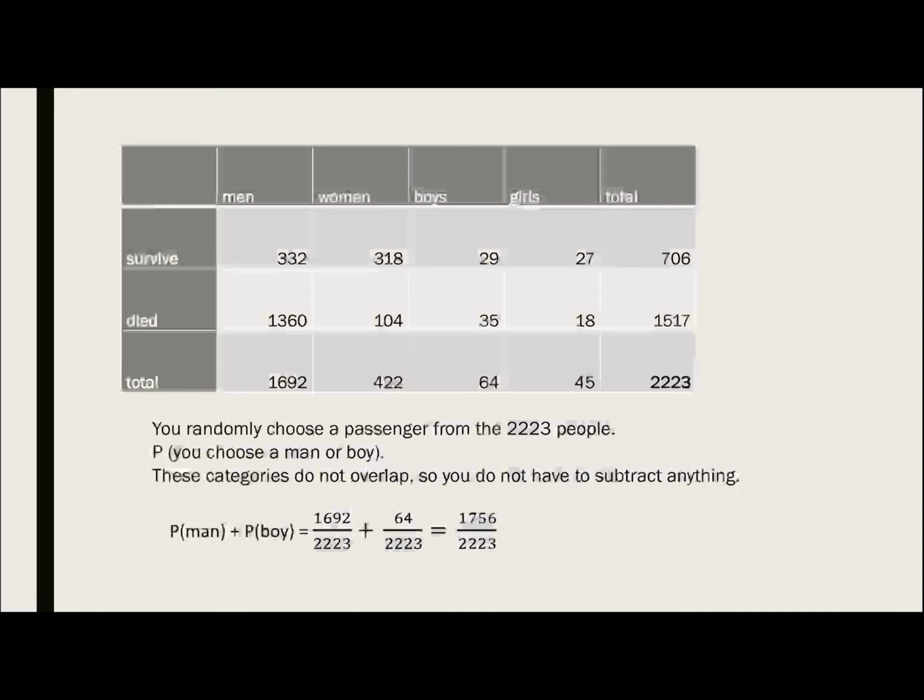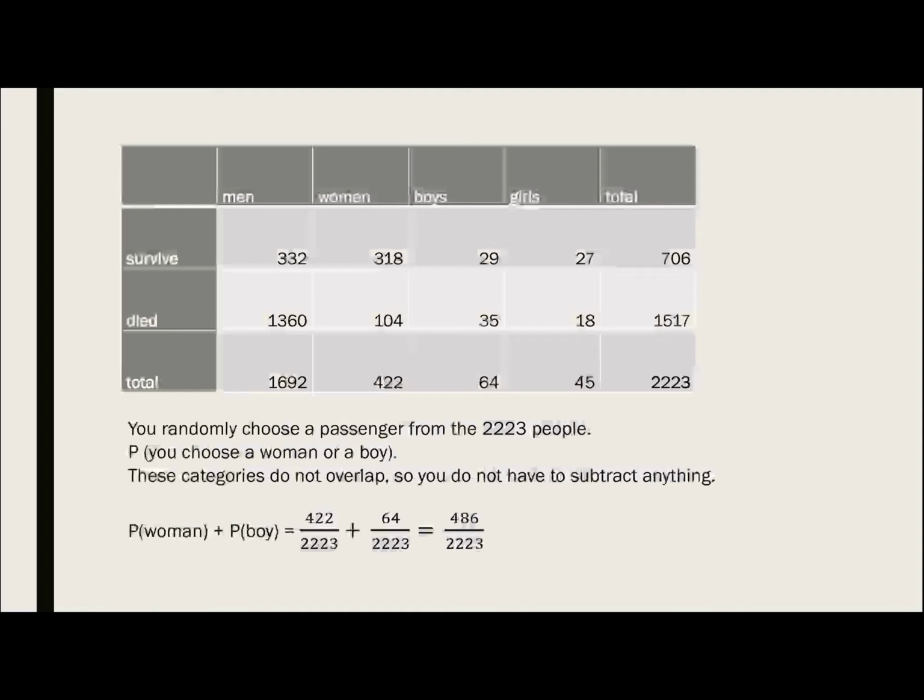You randomly choose a passenger from the people. What's the probability you choose a man or boy? These categories do not overlap. You cannot be in both categories, so you don't have to subtract anything. The probability of man plus probability of boy, all you have to do is add those two. There's 1,692 men, 64 boys, and they're both out of the same amount of total people.